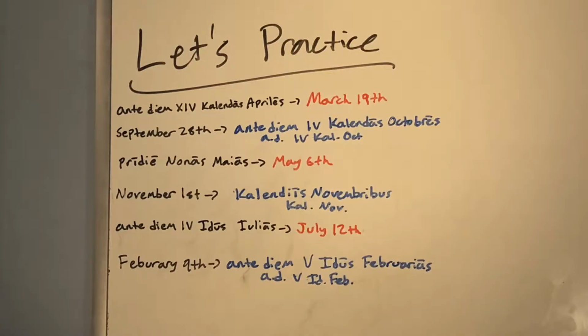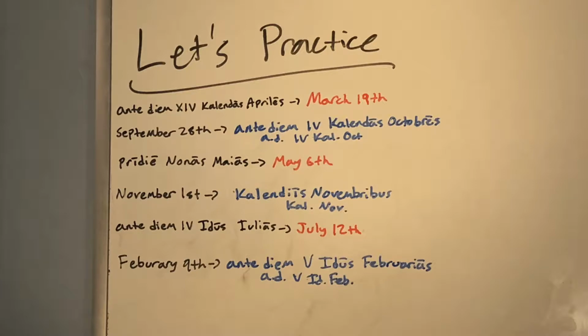Now that you've had a chance to take a look at them, let's start with the first one. Ante Diem XIV Calendas Aprilis. So we're going 14 days before the calends of April. Let's start with the day that we're going to, April 1st. April 1st, March 31st, March 30th, 29th, 28th, 27th, 26th, 25th, 24th, 23rd, 22nd, 21st, 20th, 19th. So that's 14 days that I just counted, which gets us back to March 19th.